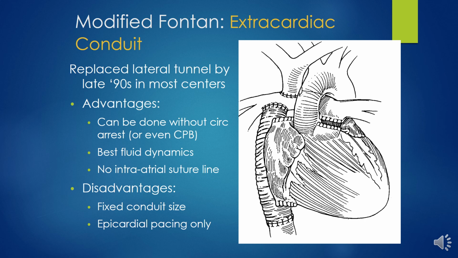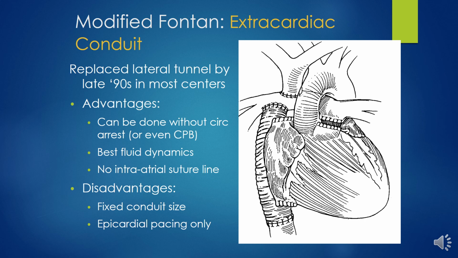Stage 2 palliation is usually performed at 3 to 6 months of age, when the pulmonary vasculature has matured and pulmonary vascular resistance has normalized. Stage 2 palliation has the important goal of reducing the volume load of the single ventricle by means of a superior cavo-pulmonary connection, and this can be achieved by two methods.